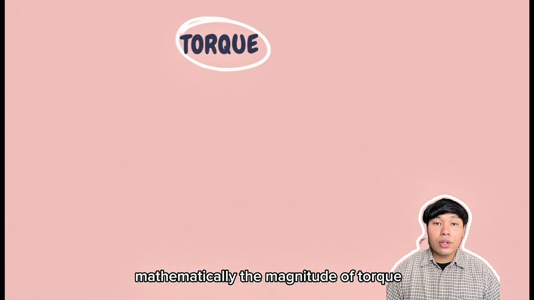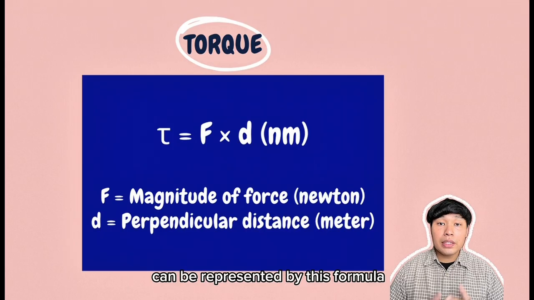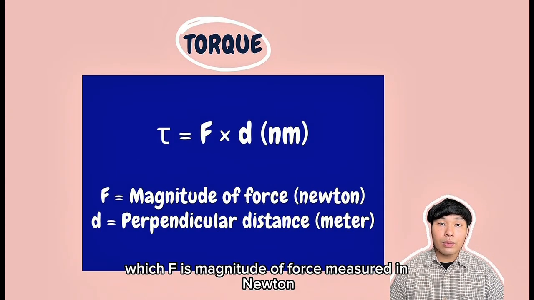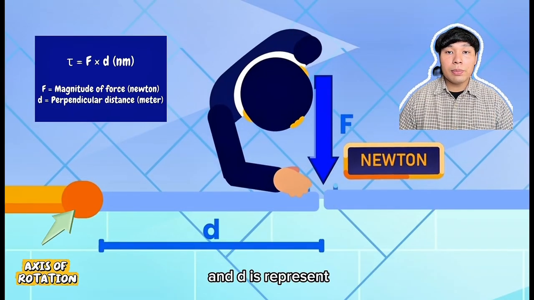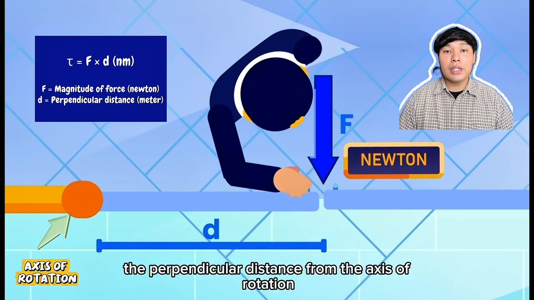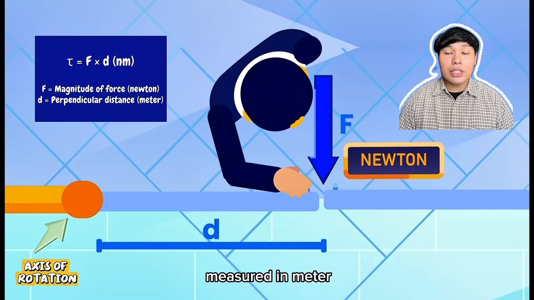Mathematically, the magnitude of torque can be represented by this formula. Torque is equal to F times d, where F is the magnitude of force measured in Newton, and d represents the perpendicular distance from the axis of rotation, measured in meter.